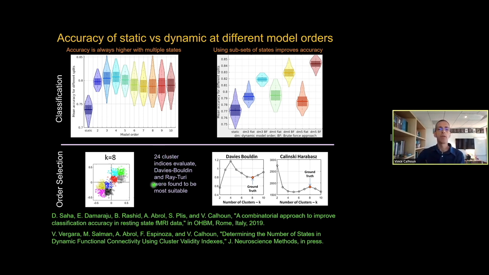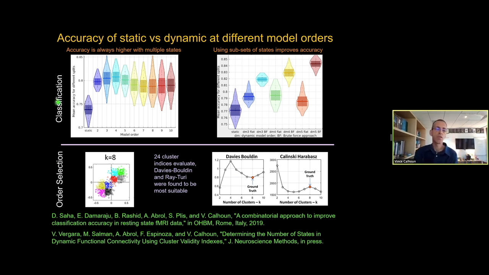We did an analysis of 24 different indices, including the elbow criteria, using simulated data. So here, for example, is an 8-state simulation that's designed to look a little bit like a 2-state solution. And what we found were 2 metrics in particular that performed the best: the Davies-Bouldin metric and the Ray-Turi metric. All of these are listed in this paper below, which should be online at this point. So I would encourage you to look at that if you want more detail.